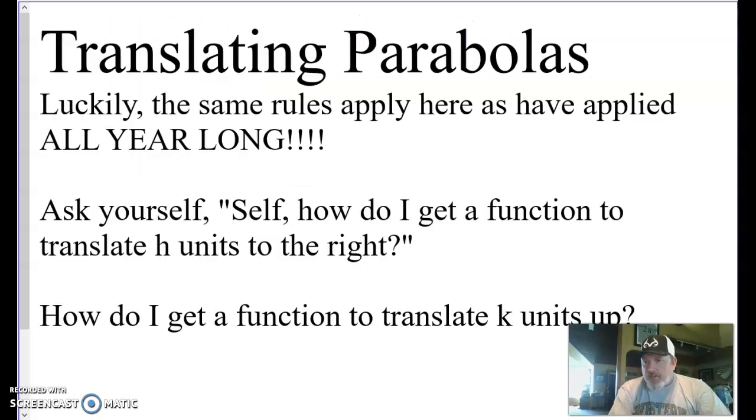Okay, as far as translating or moving parabolas left to right, up or down, same as we've been doing all year long. So if you think about how we add something left to right or move it up or down, that's going to be our values that we apply to h and k. So if we change the h value, that'll move it left to right. If we change the k value, that'll move it up or down.